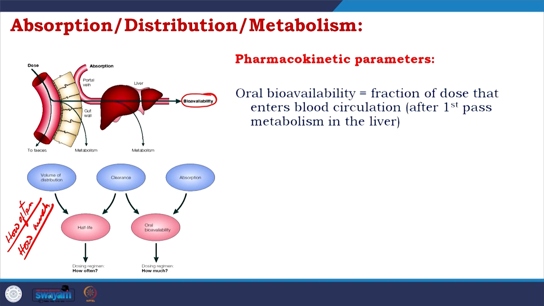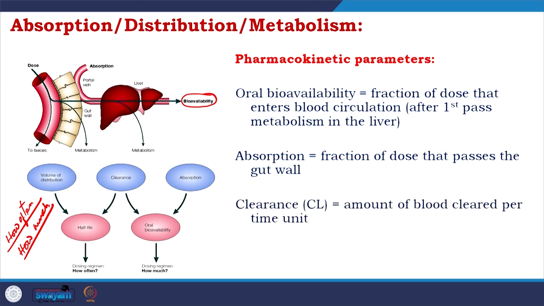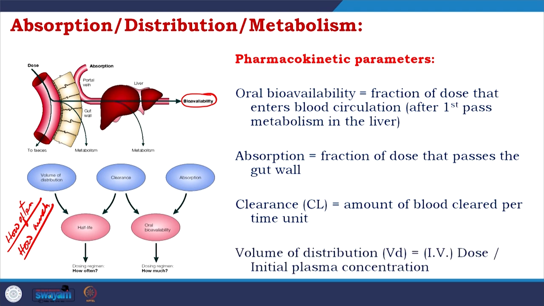You have to consider the oral bioavailability, which is the fraction of dose that enters blood circulation after first pass metabolism in the liver. Absorption is the fraction of dose that passes the gut wall. Clearance is the amount of blood cleared per time unit. Volume of distribution, VD, equals the IV dose, intravenous dose, divided by the initial plasma concentration.